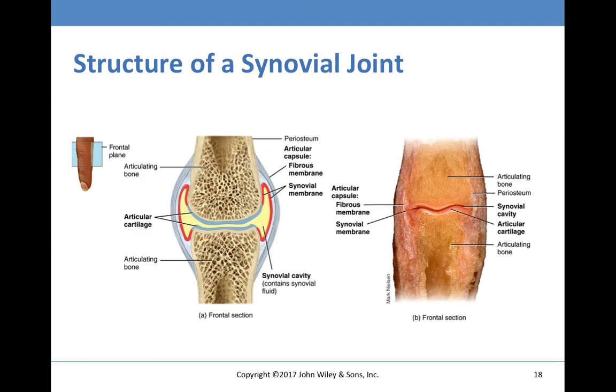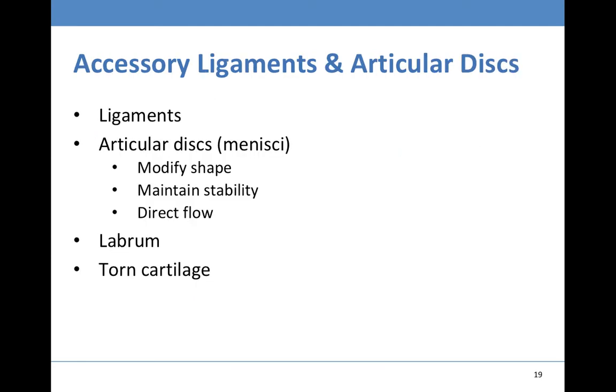And then finally, our synovial joints can have accessory ligaments and articular discs. And so a ligament will help hold bone to bone. And oftentimes we'll find these ligaments and articular discs in our diarthroses, or those freely movable joints. Our articular discs are what we call menisci. So when you think about your knee, you think about the meniscus of your knee. That is an articular disc.